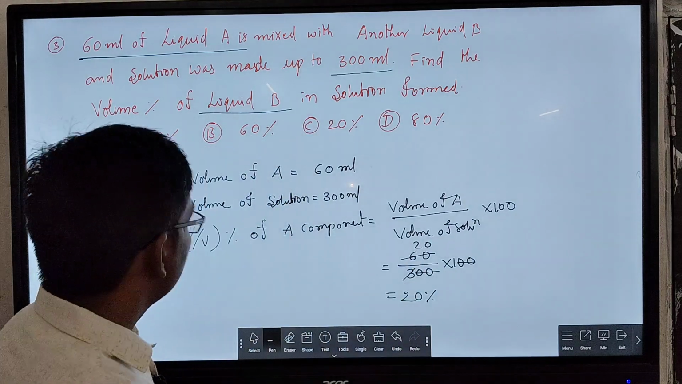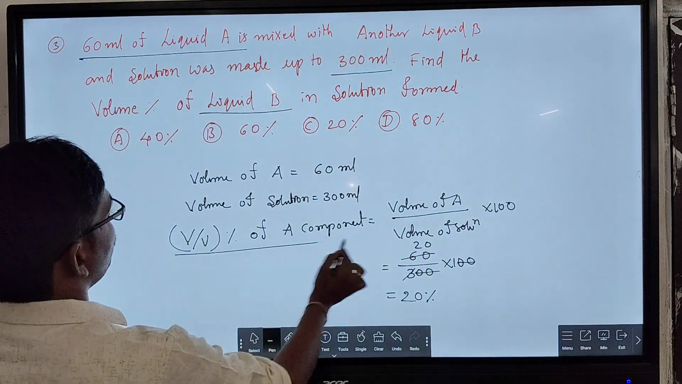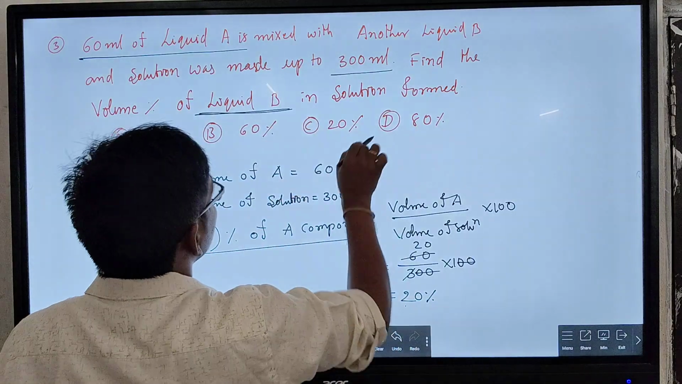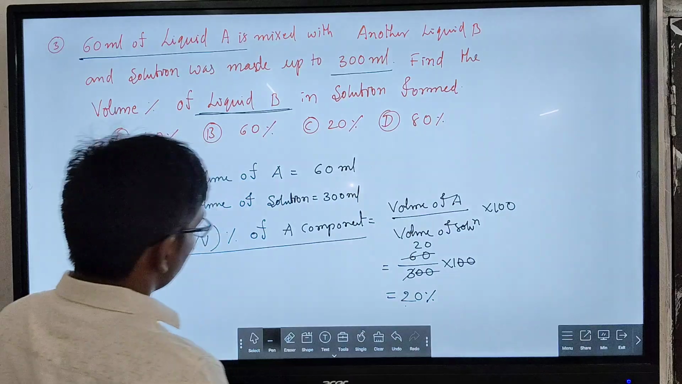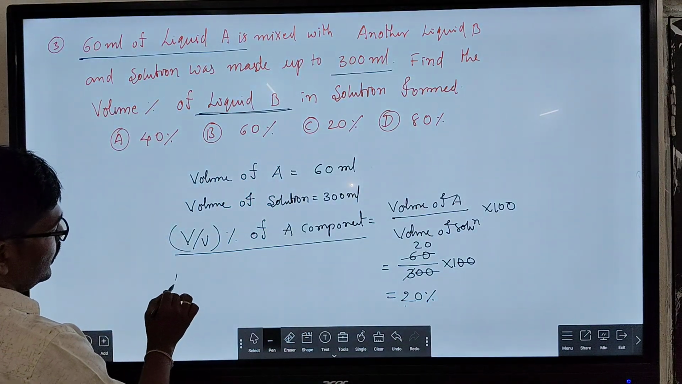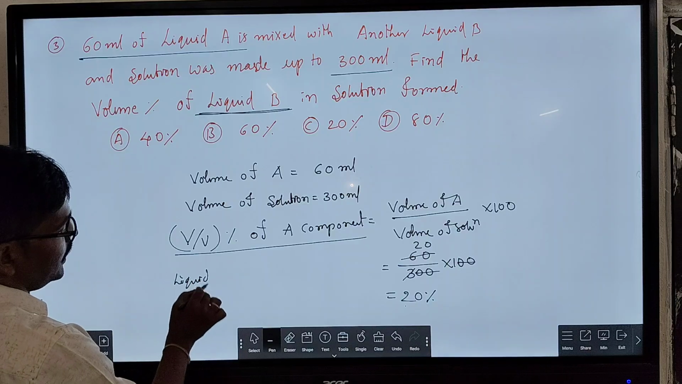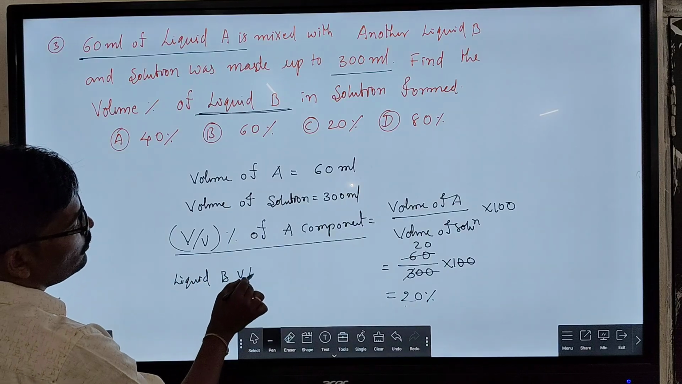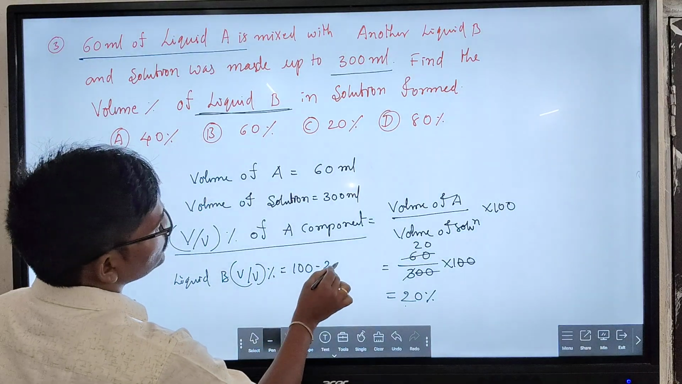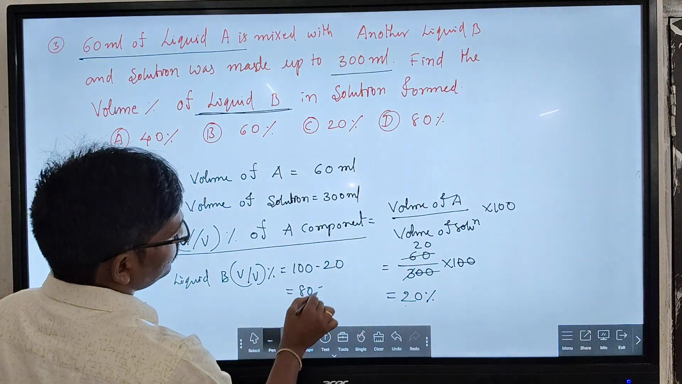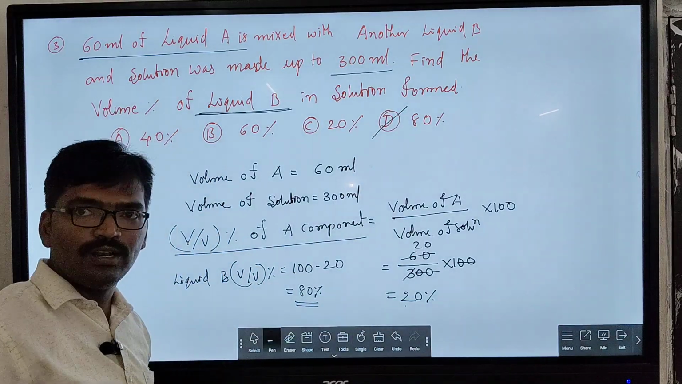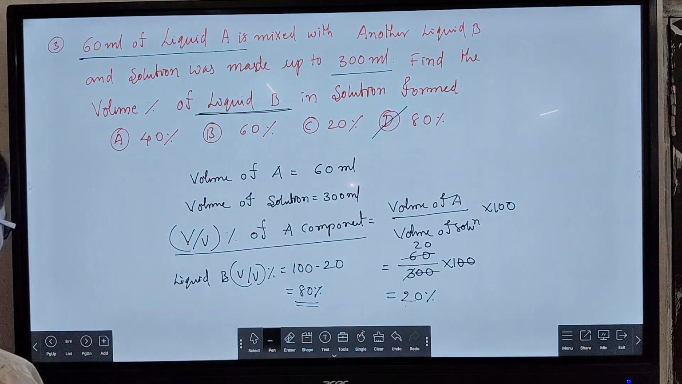This is the A component. But they are asking for liquid B in solution, how much percentage? So here 20% is there, and the remaining is liquid B. Volume percentage of liquid B equals 100 minus 20, then you get 80%. So 80% is the answer for this. Understand all of you? Right. So next question.